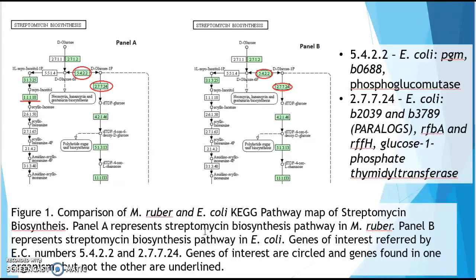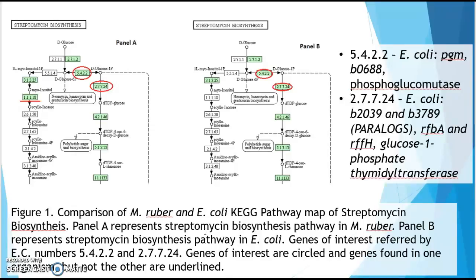The first thing analyzed in this project was the KEGG pathway maps of both the streptomycin biosynthesis pathway of M. ruber as well as the streptomycin biosynthesis pathway in E. coli. So first thing to note is that in the E. coli streptomycin biosynthesis pathway, the EC number 5.4.2.2, which is circled in red, represents the locus tag B0688. And the EC number 2.7.7.24 represents the locus tags B2039 and B3789, which are paralogs of one another.